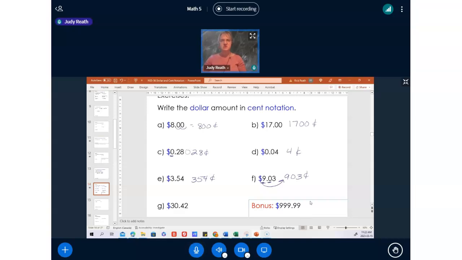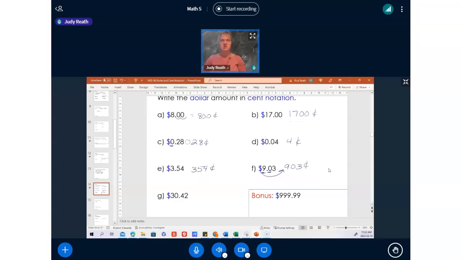For the bonus, let me see if I can move it up a little bit here. $999.99. Again, we just move the decimal 2 spaces over to say we have 99,999 cents. Okay, not really too tricky as long as you remember which way you're moving the decimal.